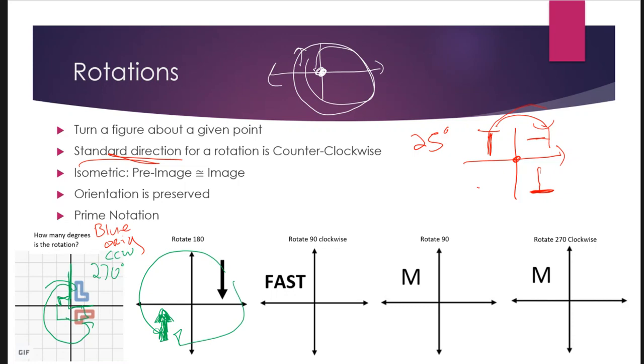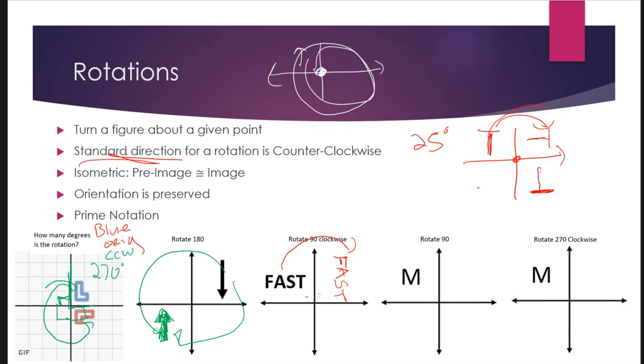The next thing we have here is to rotate 90 degrees clockwise. So it's going to go from here. Clockwise is this way. So we should expect it to go from this quadrant to the next quadrant. That would be 90 degrees. And it should be facing this way. Something like that for the 90 degrees clockwise.